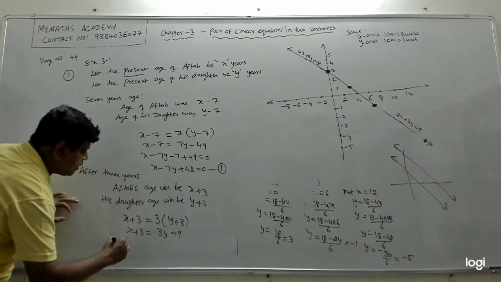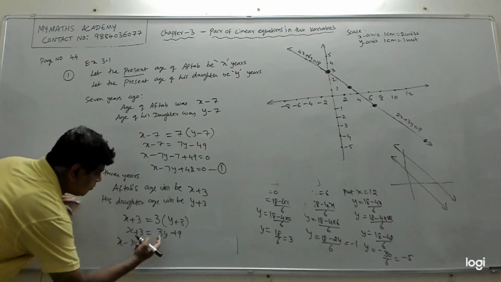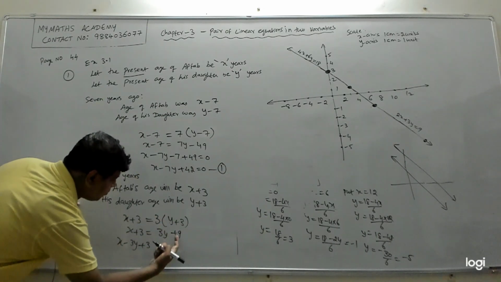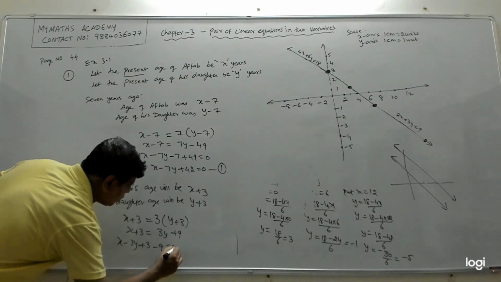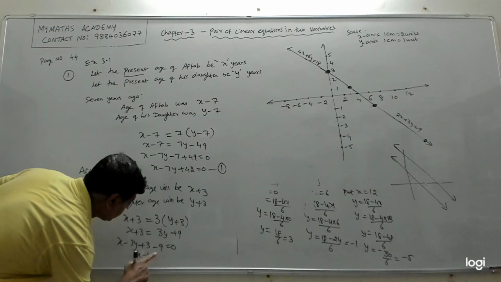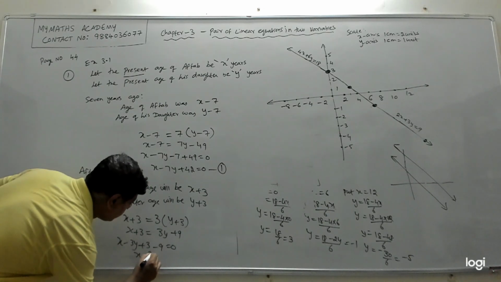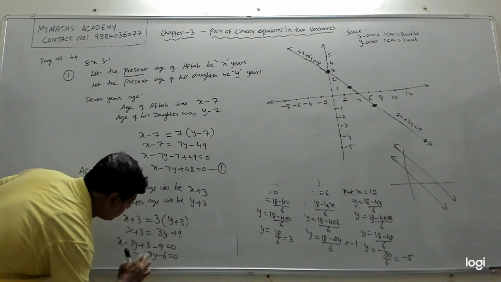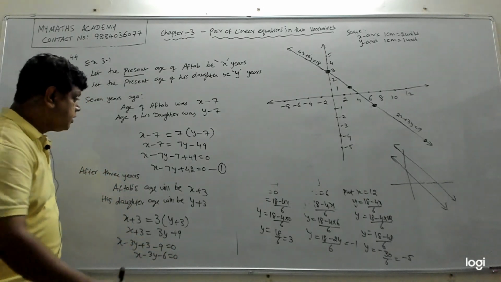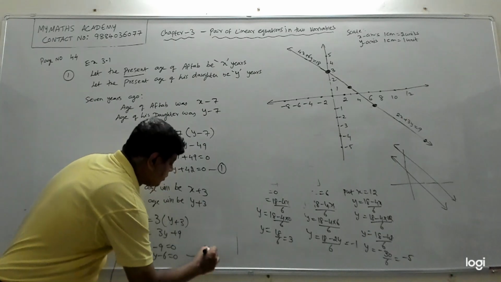Now bring everything to one side. You get X minus 3Y. This 3Y comes here to become minus 3Y plus 3, and this plus 9 will come here to become minus 9, equal to 0. Then you will get X minus 3Y minus 6 equal to 0. X minus 3Y minus 6 equal to 0. This is your second equation.